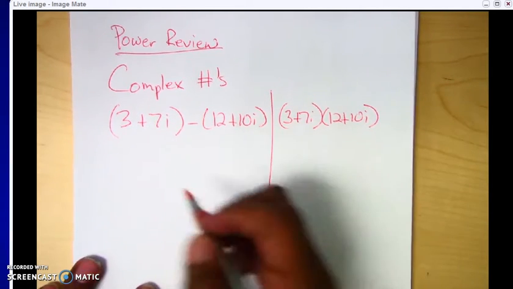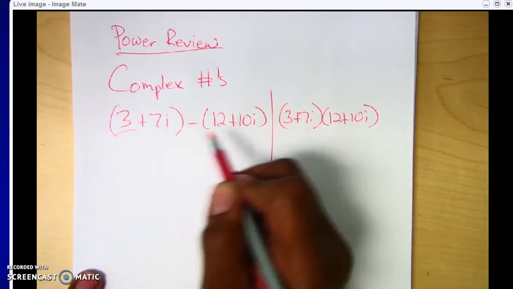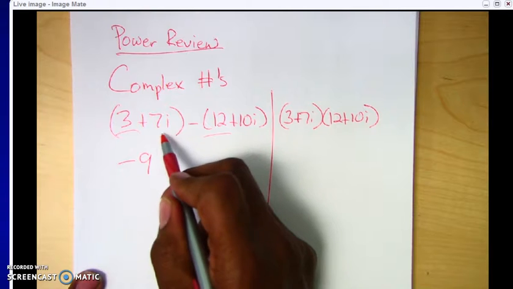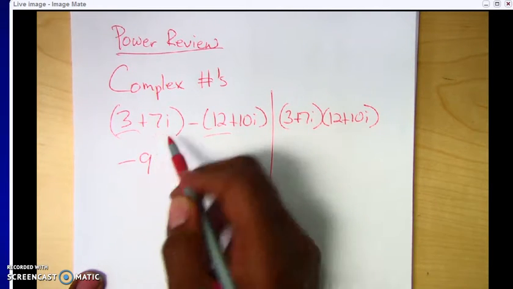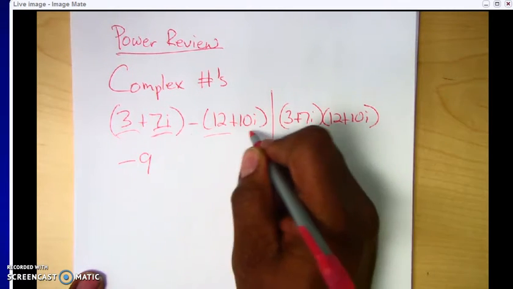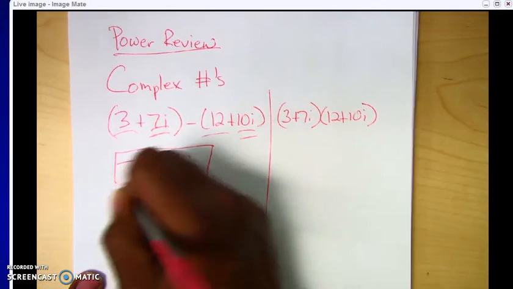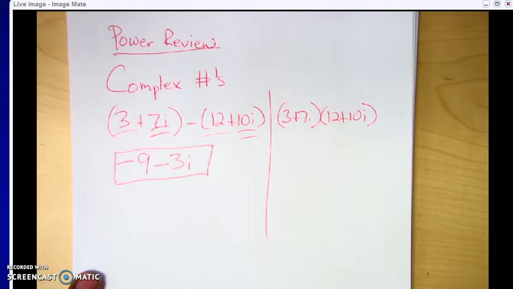So this first one, the one on the left, is really simple. It's 3 subtract 12, which is negative 9. And the second part would be 7, this 7 right here, 7i subtract 10i, which is subtract 3i. That is the answer to the one on the left.